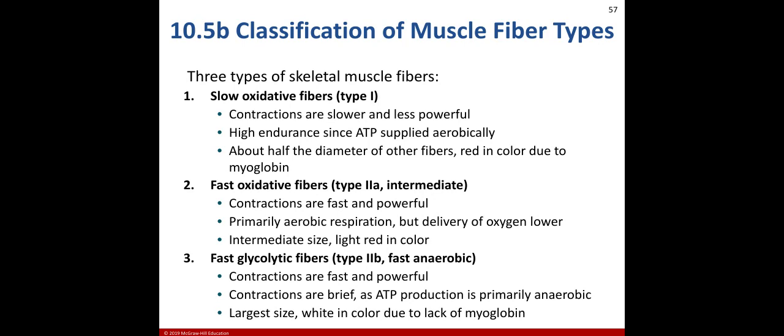Then you've got the fast glycolytic fibers, which are fast and powerful. The contractions are very brief. ATP is through glycolysis. They are large in size, and they are white because they don't have myoglobin.